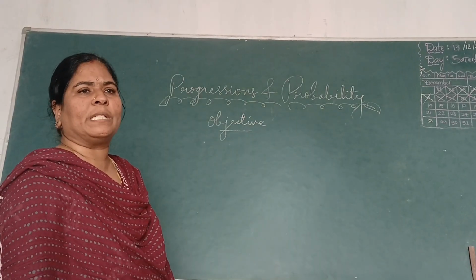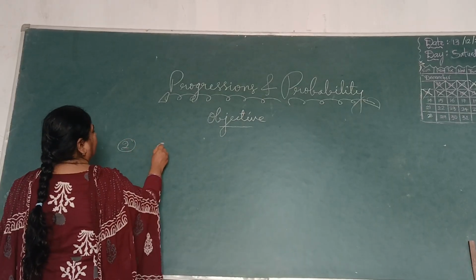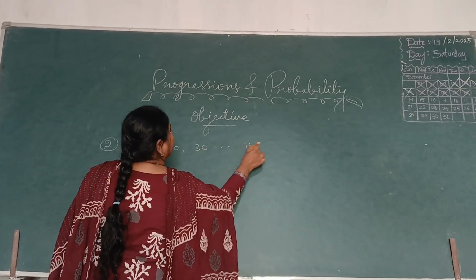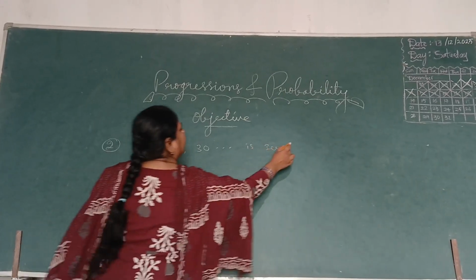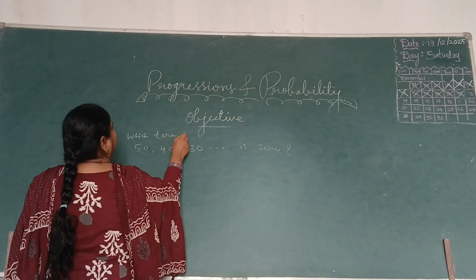Let me see one more question. Which term of the AP 50, 40, 30, and so on is 0? Which term did they ask? Which term of the AP?